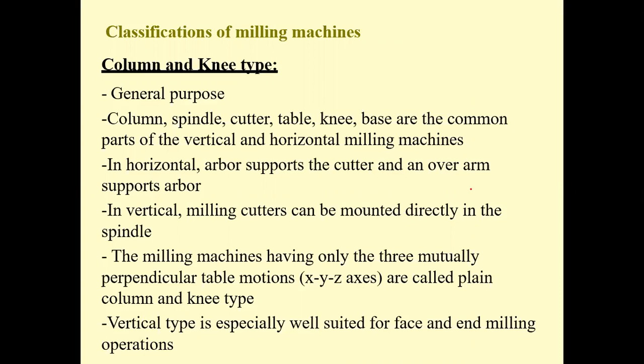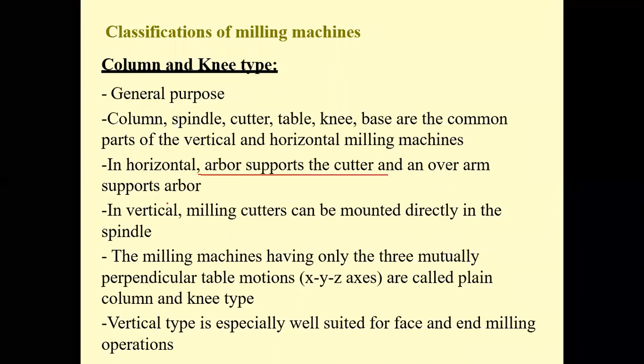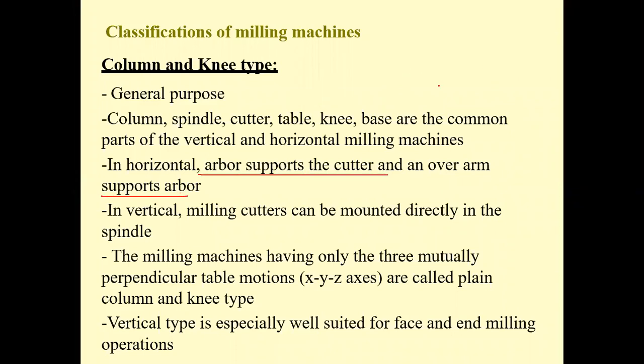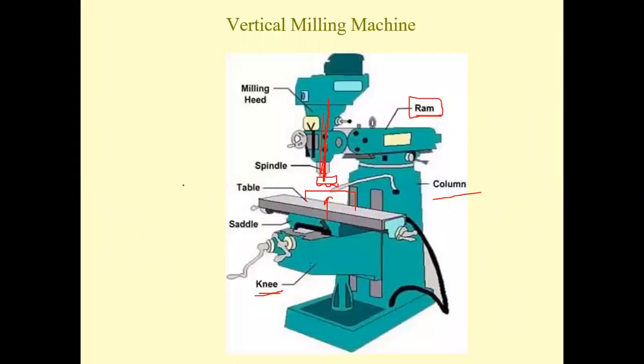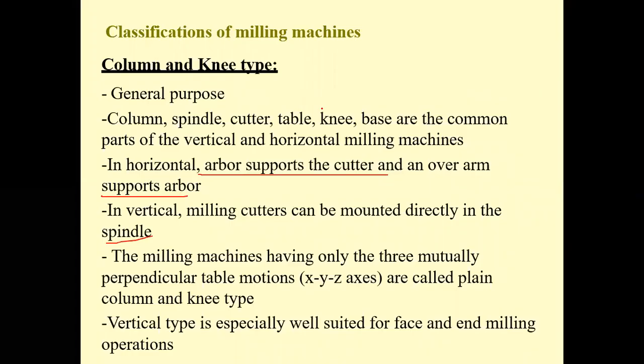In a horizontal milling machine, you have an arbor supporting the cutter and an overarm supporting the arbor. Inside the overarm you have an arbor, and this arbor is mounted on the spindle. Because of spindle rotation, your arbor is rotating. So arbor and cutter are there in the horizontal machine. Whereas in the vertical milling machine, the milling cutter can be mounted directly on the spindle. The spindle is directly mounted on the milling head, and on this spindle you directly mount your cutting tool. So a separate arbor is not required on a vertical milling machine.